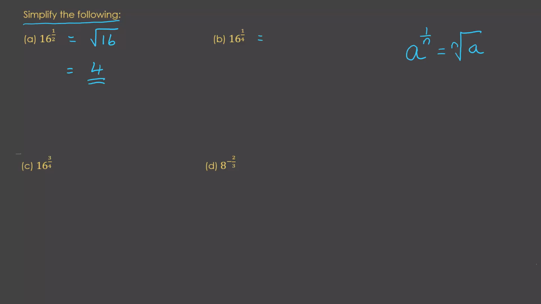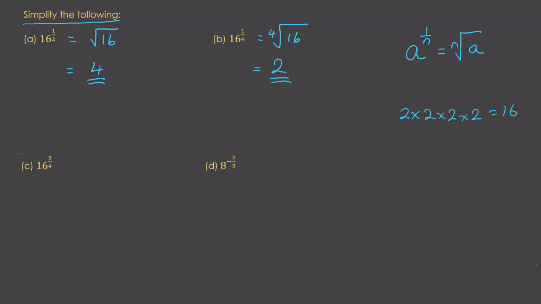This one is 16 to the quarter. Following the index law again, that's going to be the 4th root of 16. You should know that 2 times 2 times 2 times 2 is equal to 16. And therefore the 4th root of 16 is 2.